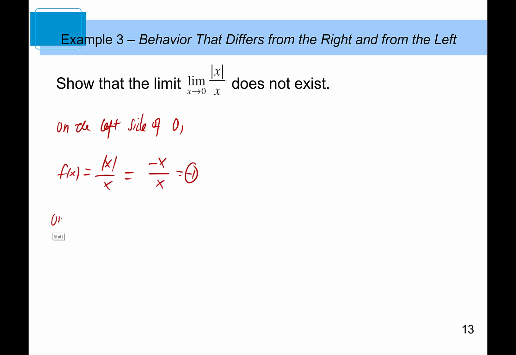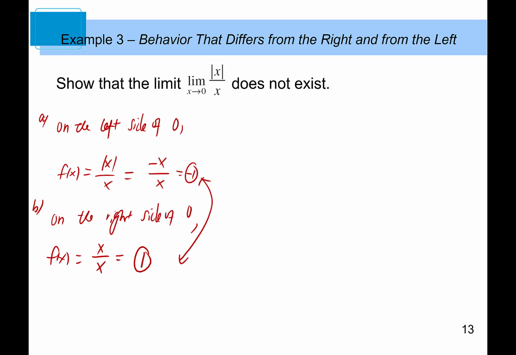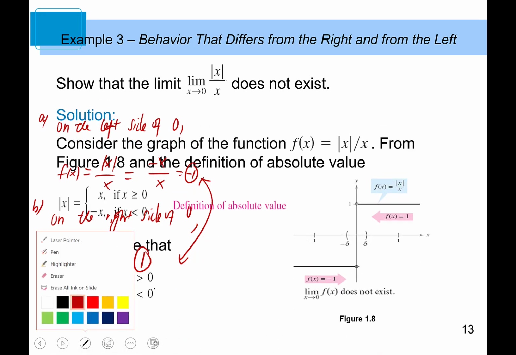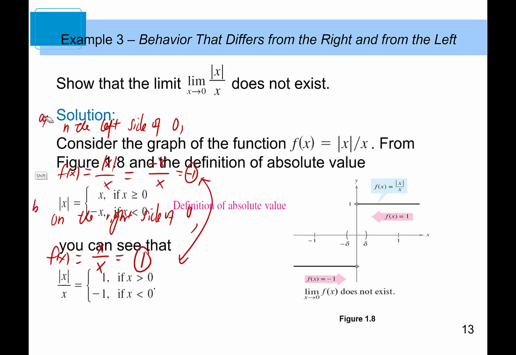On the right-hand side of 0, the x value is positive, so we get rid of the absolute value, and you get x over x, which is 1. As you can see, these two numbers are not equal to each other. So algebraically speaking, the limit does not exist. But let's take a look at the detailed solution of why this limit does not exist.